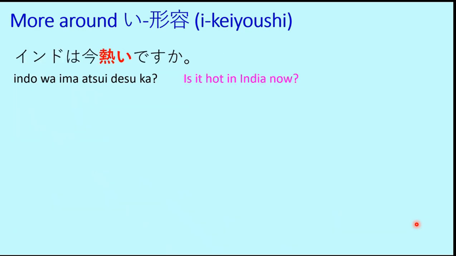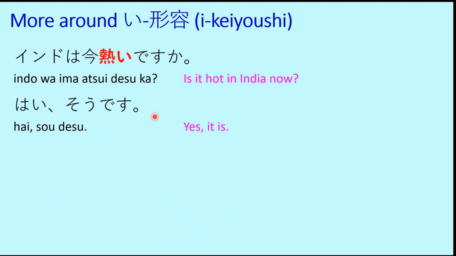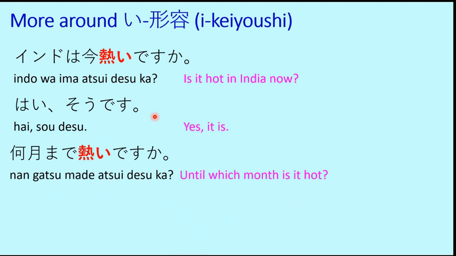Let's look at one more interesting example. Indo wa ima atsui desu ka? Indo, you can see here in katakana, is India. Ima means now. So Indo wa ima atsui desu ka? Atsui is hot. So is it hot in India now? Hai, so desu. Yes, it is. Nangatsu made atsui desu ka? Until which month is it hot?